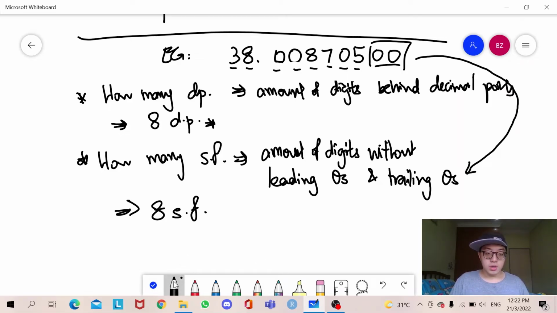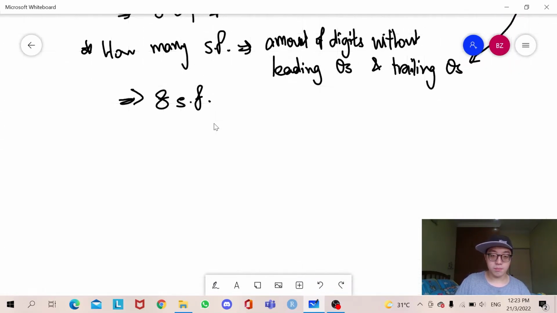So this is the difference between decimal places and significant figures. For decimal places, you need to include everything behind the decimal point. For significant figures, you ignore the leading zeros and the trailing zeros, and you include everything in between, even the zeros in between the numbers.